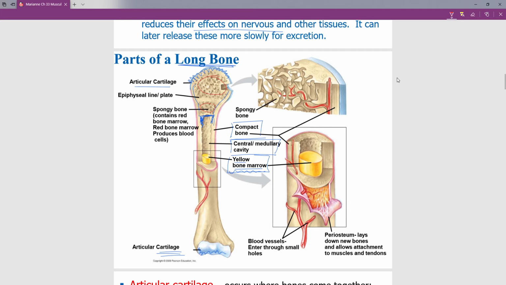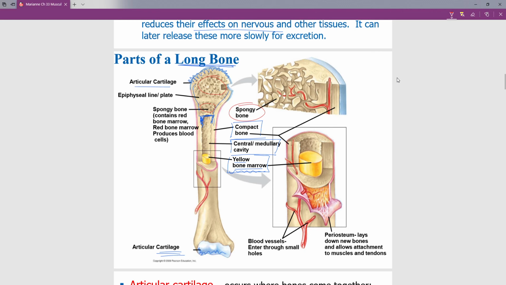In contrast to the compact bone would be the spongy bone. And so the spongy bone, the key thing about this is that it houses the red bone marrow, and the red bone marrow is what makes the blood cells. So it's at the ends of long bones and in the middle of some of the others.